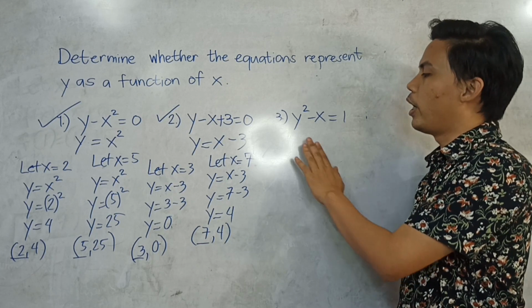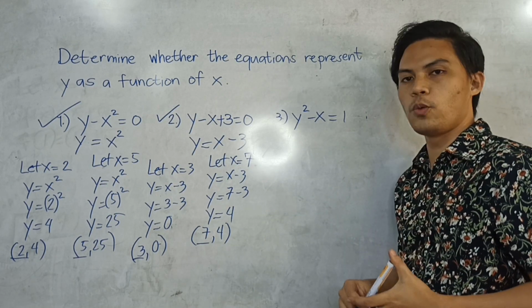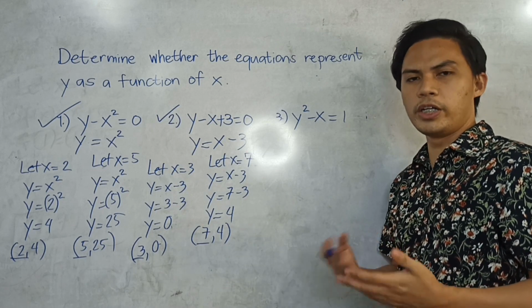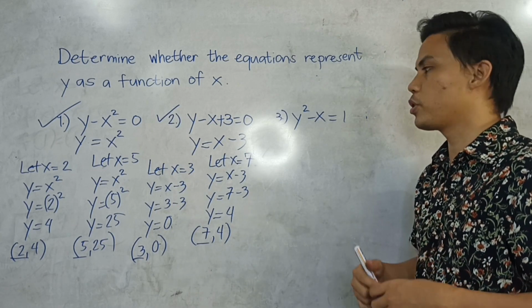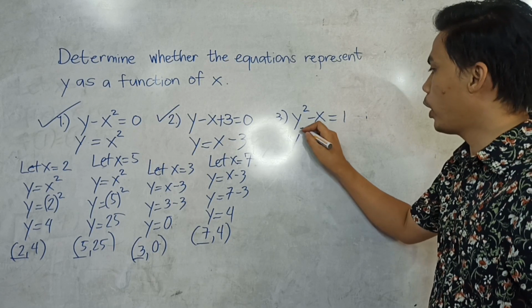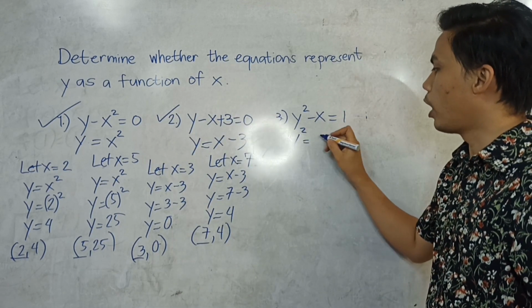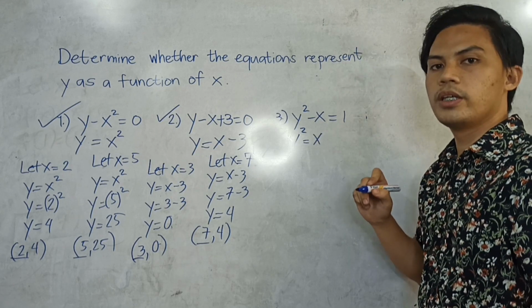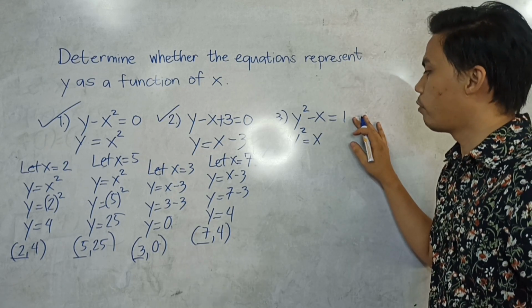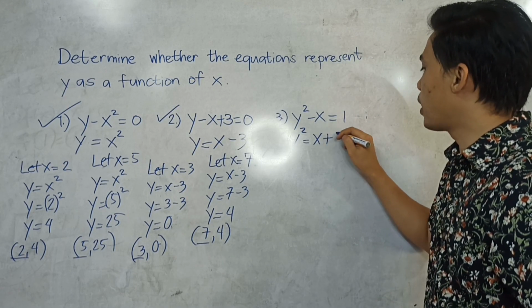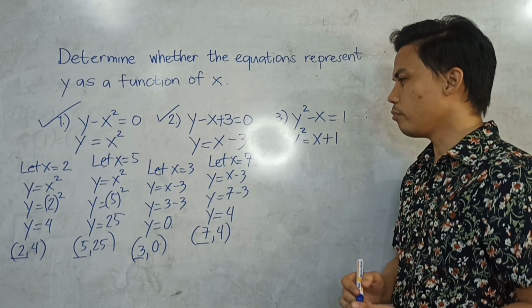The last one, we have y squared minus x is equal to 1. Again, we're going to transpose variables and numbers to the right side of the equation. So, y squared will remain on the left side of the equation. Negative x becomes positive x. Then, since ang 1 nasa right side na ng equation, we simply bring it down. So, we have positive 1. Okay.